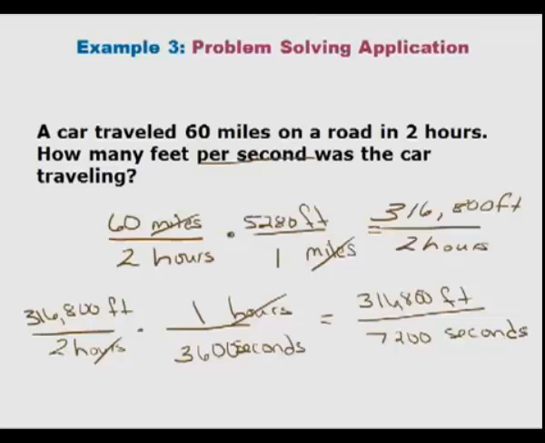seconds. And then it becomes a division problem, so we're going to divide by 7,200, and we're going to get that this equals, when we divide it out, 44 feet per 1 second. And I got that by dividing both the top by 7,200 and the bottom by 7,200. So our answer is 44 feet per second.